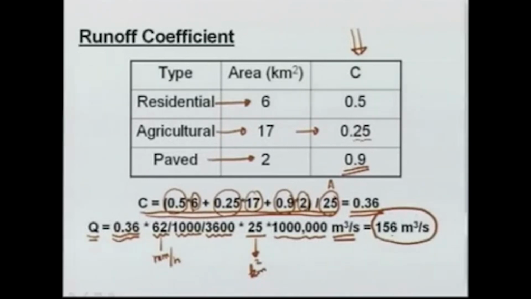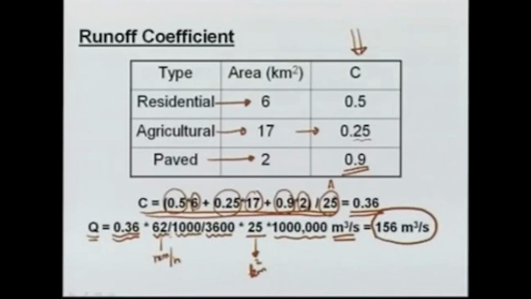So, over this catchment of area 25 kilometer square, if a rainfall occurs of intensity 62 millimeters per hour for 3 hours, then the maximum discharge which can be expected will be 156 meter cube per second using the rational formula. There are empirical equations also which can be used to find out the flood discharge. We would look at some of them.